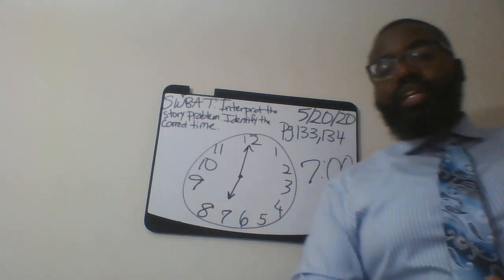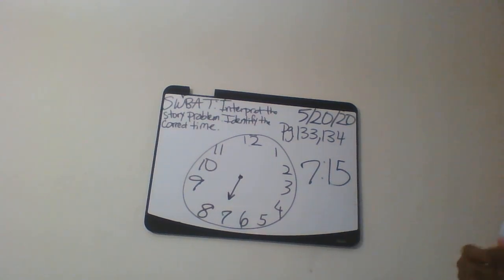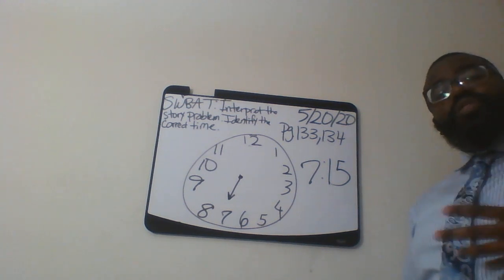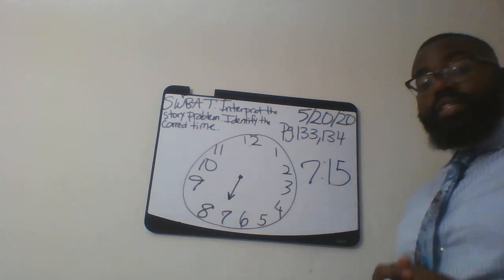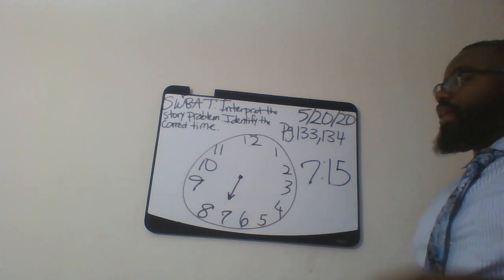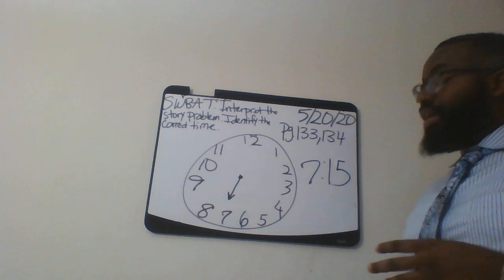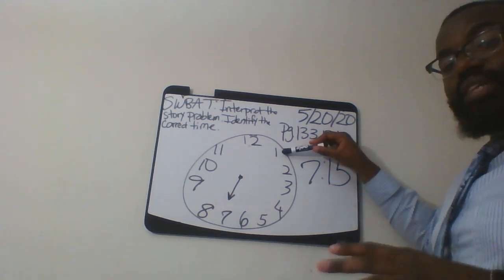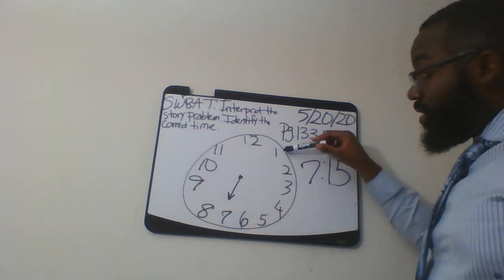Let's draw another time. The next time it asks you for is 7:15. Notice the hour hand is still on 7, but where do you think you have to draw the minute hand to make the time they're asking for, which is 7:15? Let's start off at the 1. And what number did we count by to figure it out? 5. Good job. So we're going to start at 1.